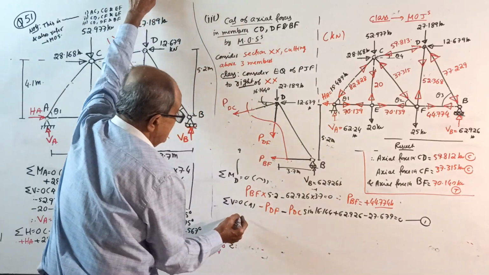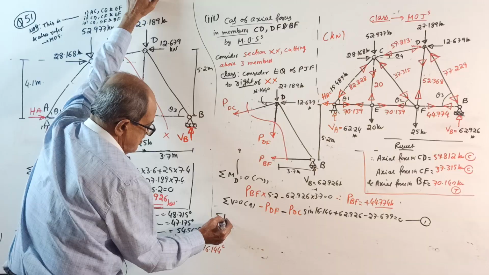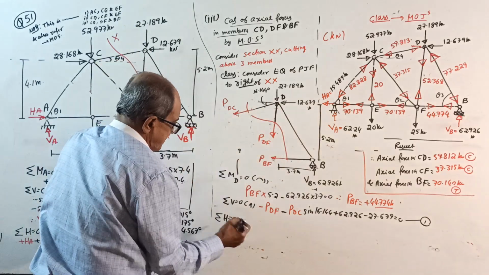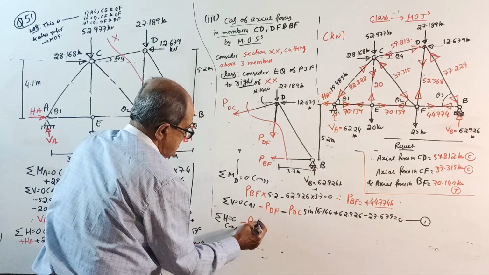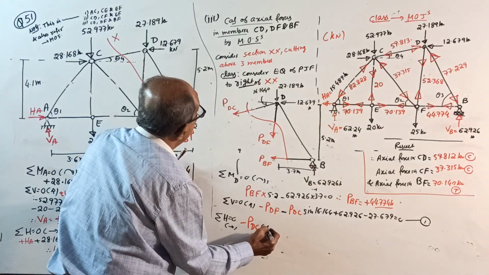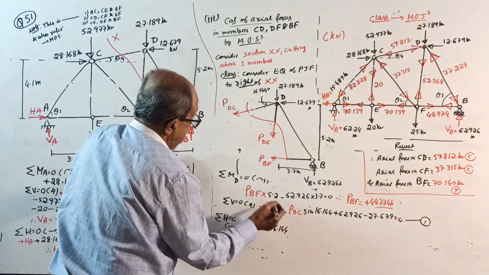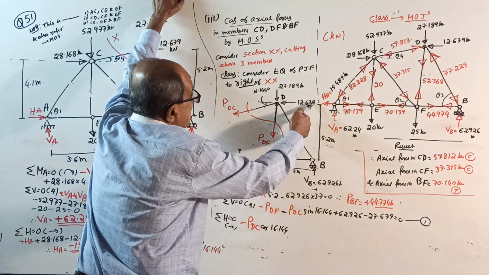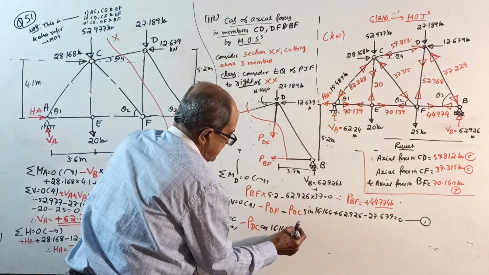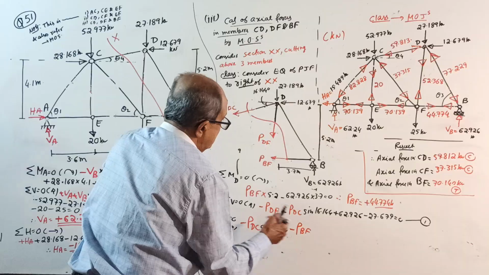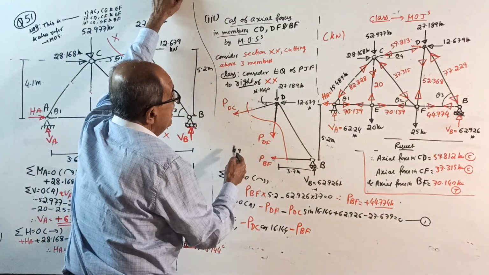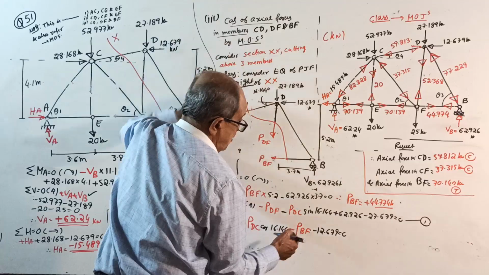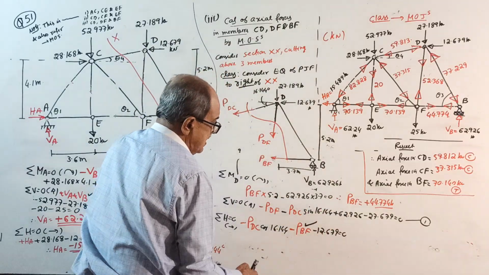Lastly, sigma H equals 0, taking right side positive. Unknown first: minus PDC cos 16.144, minus PBF, and then this one over, minus 12.679 equals 0. By this time, you know the value of PBF.